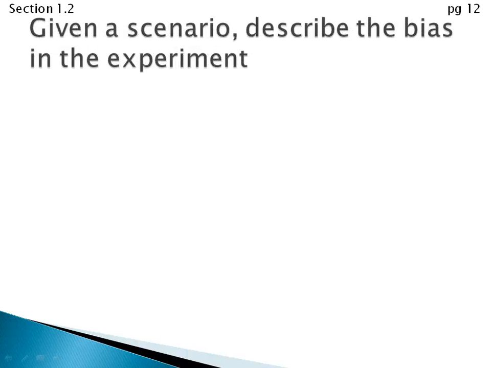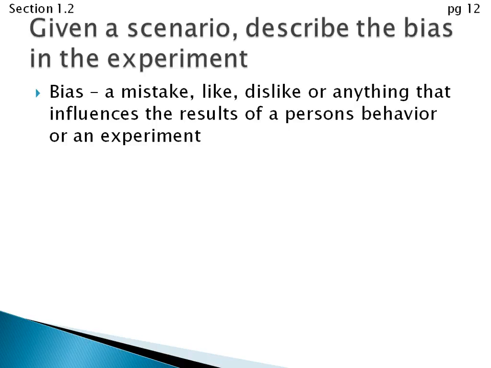The next topic is given a scenario, describe the bias in the experiment. And so we'll start out with looking at what bias is, which is a mistake, like dislike, or anything that influences the results of a person's behavior or an experiment. So it's anything that causes an influence, whether planned or unplanned.